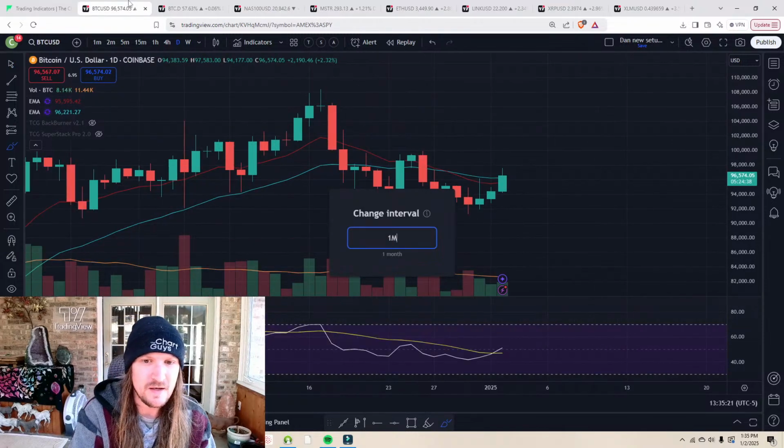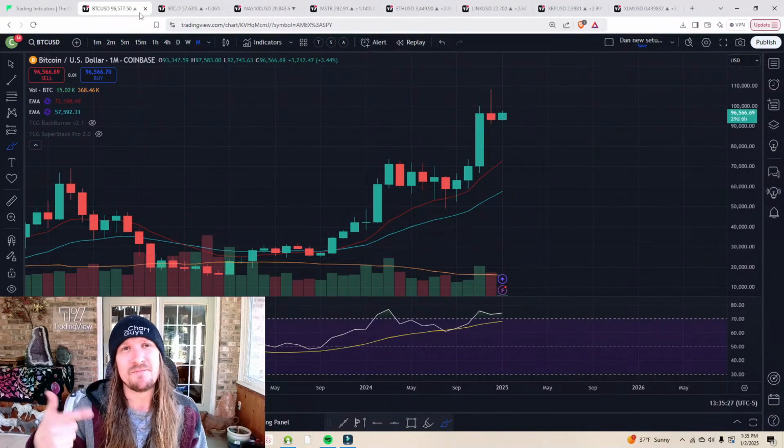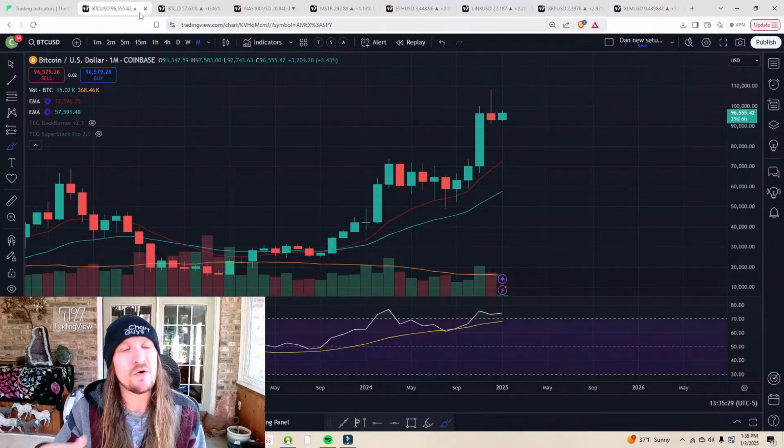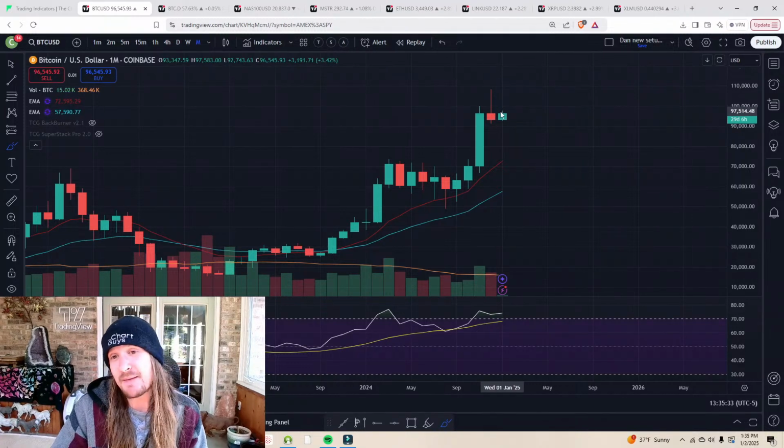Here's Bitcoin on the monthly chart. Just a note, I put out a long-term patterns video yesterday. That's on our YouTube channel. Talk about Bitcoin and talk about the broader market. That's worth checking out. But it's the same monthly candle.